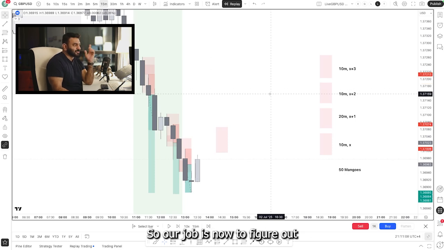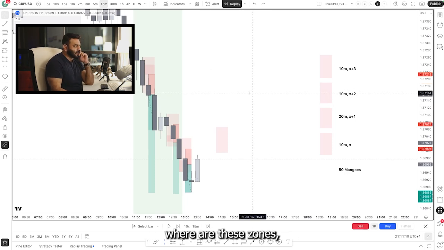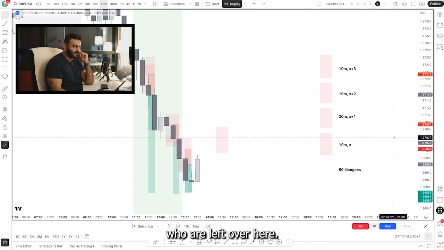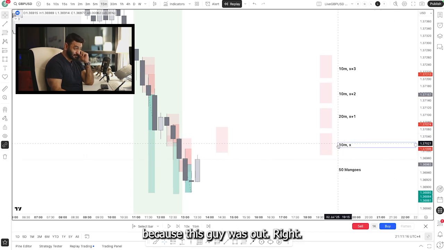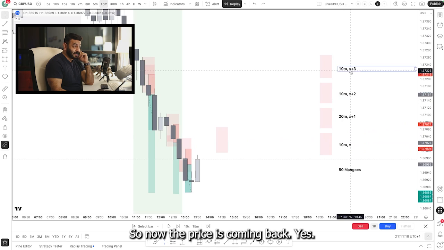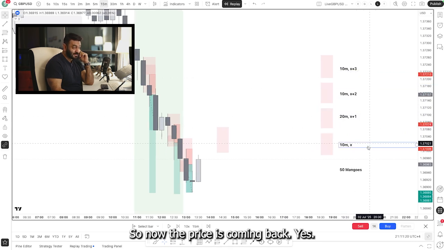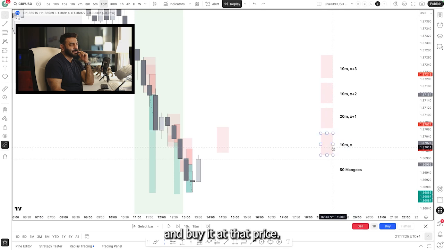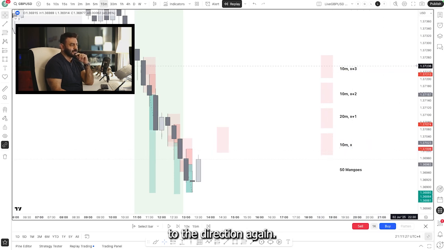Yes. So our job is now to figure out where these zones are, which means there are still buyers left over here. There are still orders that are pending because this guy was out, right? So now the price is coming back. He gets in more stock, and we are still buyers here who want to get in and buy at that price, and then you move in the direction again.